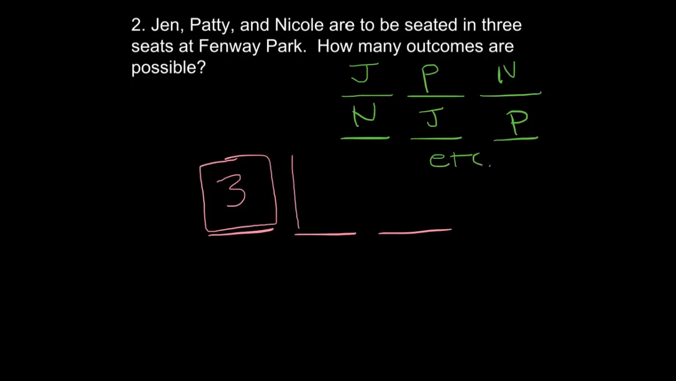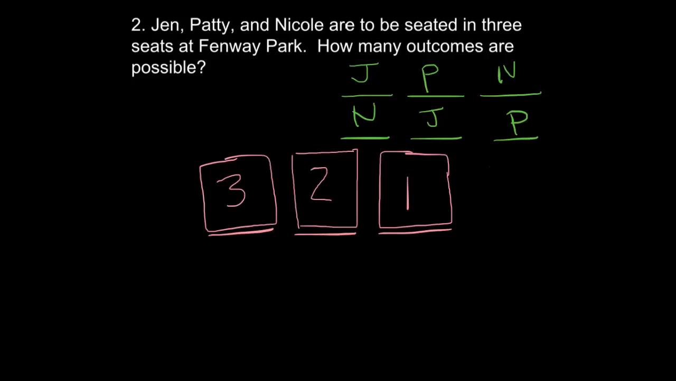Now that seat's filled, we have to fill the second seat. Since we've already filled the first seat, there are only 2 people left to fill the second seat. So the number of ways to fill the second seat is 2. And then, finally, there's only 1 person left to fill that last seat, and so there's 1 way to do that. So the way to view a problem like this is to view it as 3 different events, all making up this one big event.